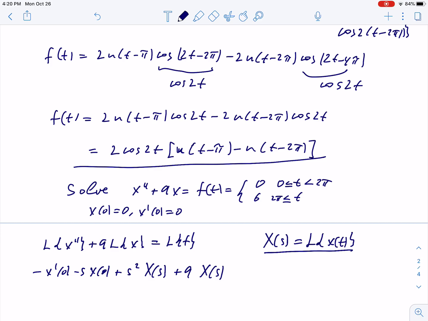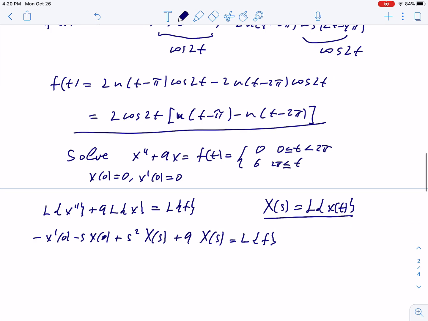On the right side we have Laplace of f. So what is this? I shall just write Laplace f one more time. Here, at this moment, we remember that we have 0 initial conditions. All this will be 0. Factoring the big X, I can write big X times s squared plus 9 equals Laplace of f.